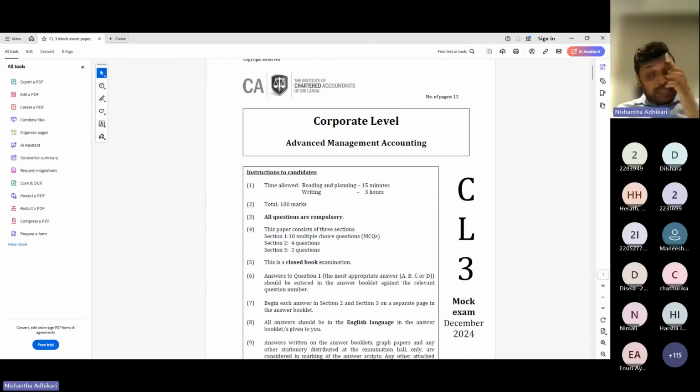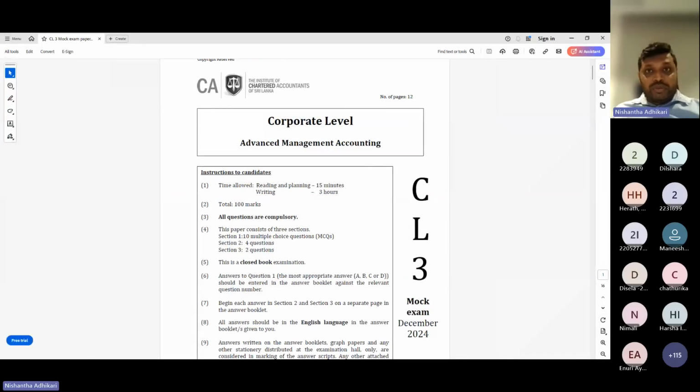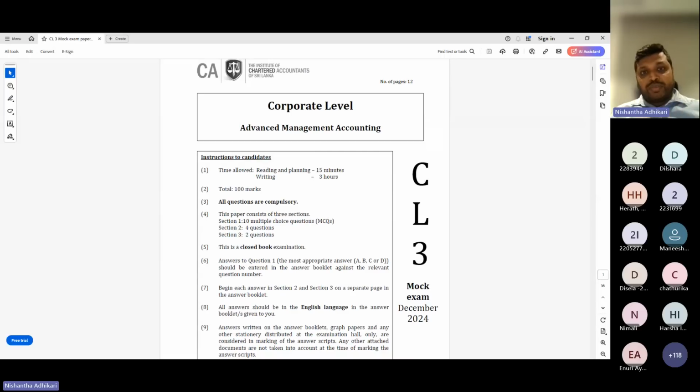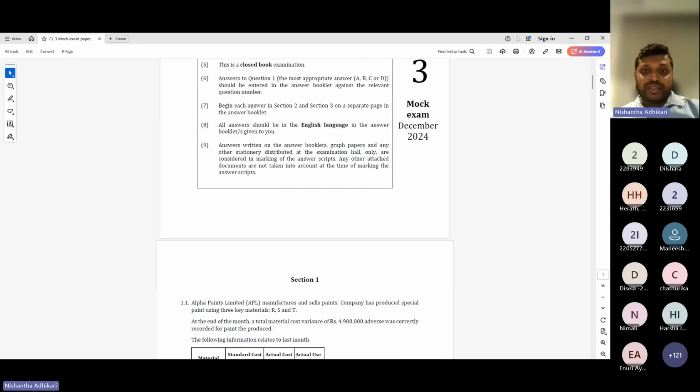Right, today we are going to discuss CL3 Advanced Management Accounting. With the time constraint, I'm not going to take more time giving the background information. Now you are close to the examination and you have 3 hours to write the paper and 15 minutes of reading and planning time. Therefore you have to answer 10 MCQs, 4 questions which give 10 marks each, and a long essay type question, 2 questions each giving you 20 marks. You have to write in English, and that is the basic information which I can give.